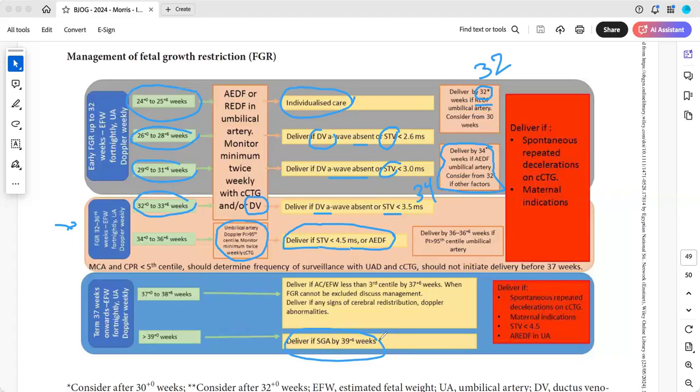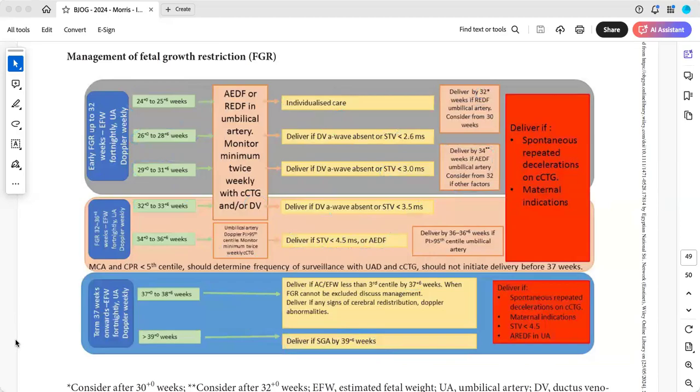How about if I have a baby less than third centile, okay, diagnosed at term already, like at 37 weeks? When is the time for delivery? I found that the baby is very small. It's FGR, less than third centile. When to deliver? It's by 37 plus 6, okay? So before even completing 38. So my friends, what do I understand from here?